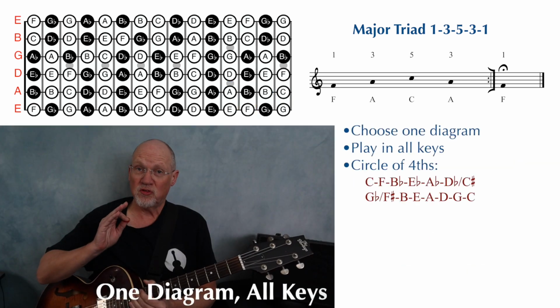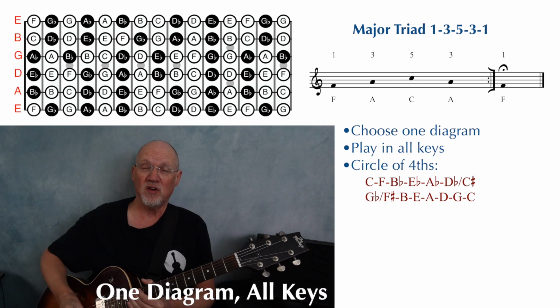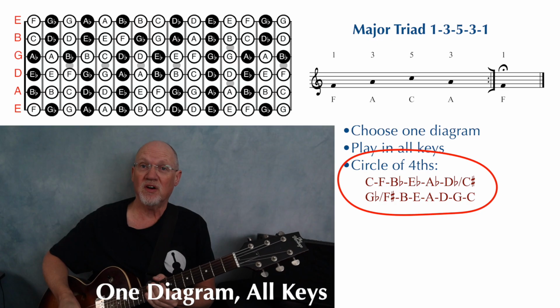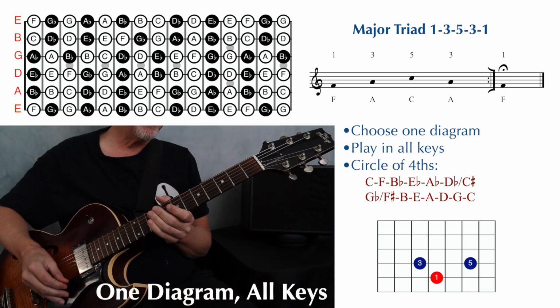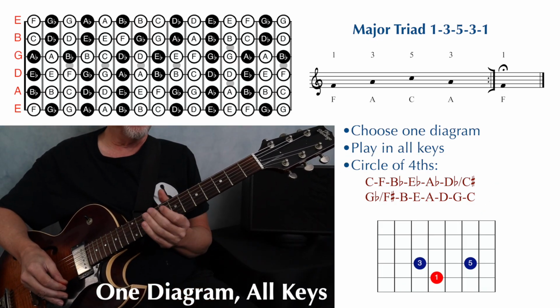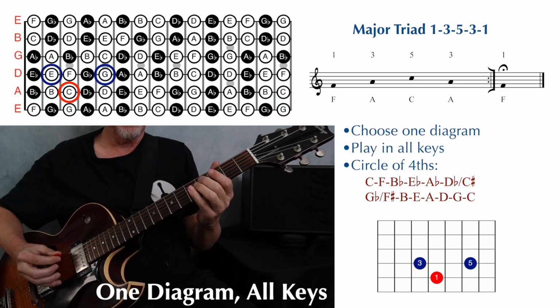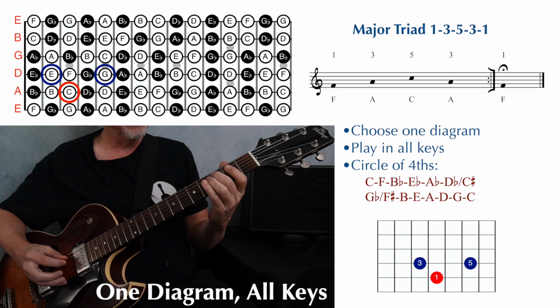You could also just choose one diagram and then play this pattern in all keys. To make sure you don't miss a key, take yourself through the cycle of fourths, starting on C. If we do that with this diagram, we need to find a C on the 5th string. So that's going to be at the 3rd fret. And here's our 1, 3, 5, 3, 1.